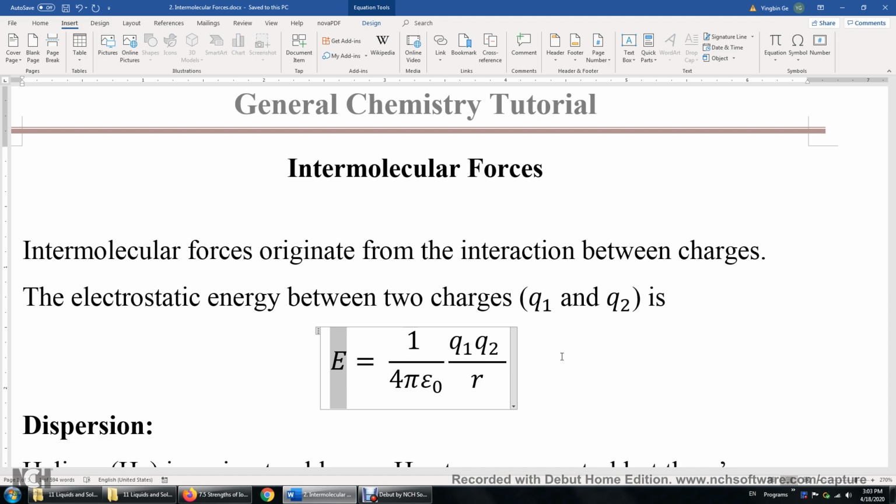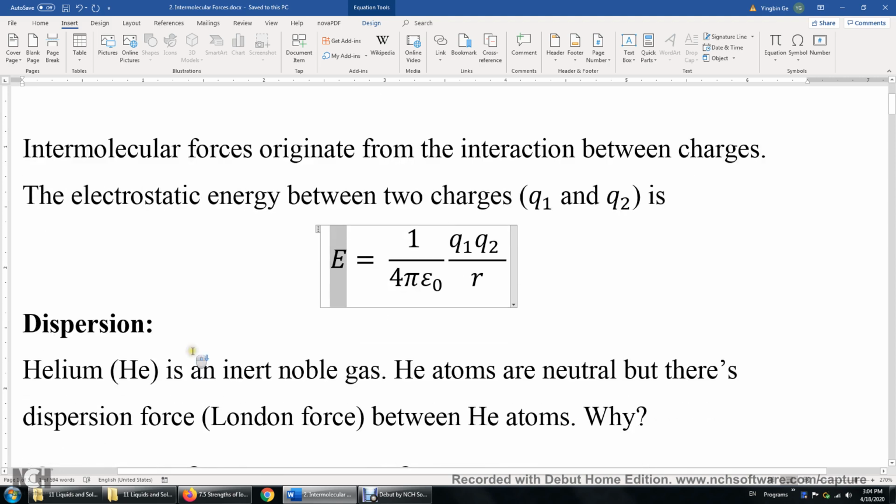This net attraction between helium atoms is really small, but also important because liquid helium does exist. If there's no attraction, we cannot make helium in the liquid state at all. So now let's look at the first type of intermolecular forces. It's called dispersion.